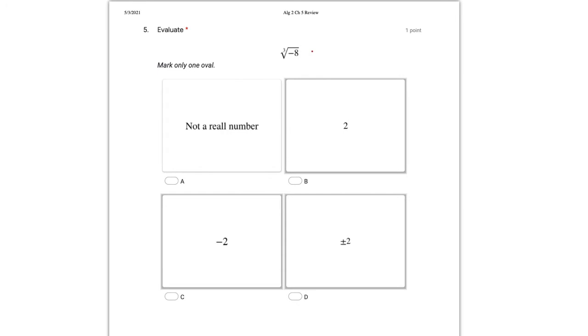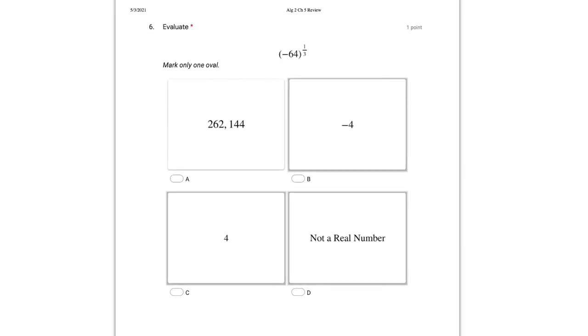First thing you do if you're doing it by hand is the cube root of any negative is going to be a negative number. And then we recognize, hopefully, that 8 can be factored as 2 times 2 times 2, so it's a perfect cube root. So the cube root of 8 is 2, and the negative out front makes it negative 2.